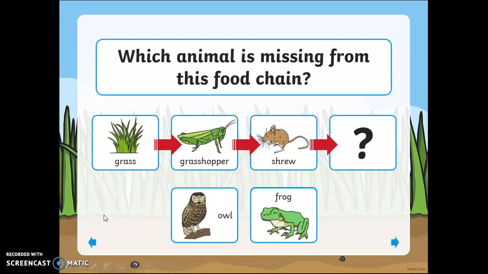So which animal is missing from this food chain? Is it going to be the owl or is it going to be the frog? When you answer this question, have a look at how the grasshopper gets its energy from grass by eating grass. The shrew eats the grasshopper. What do you think is going to eat the shrew or the mouse?